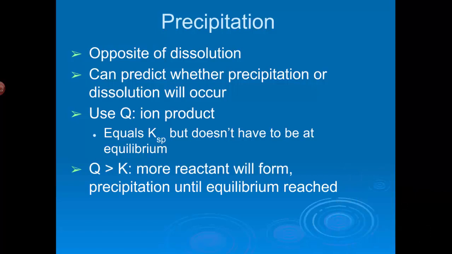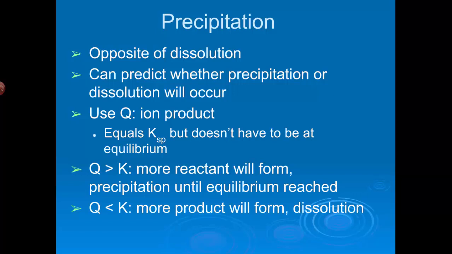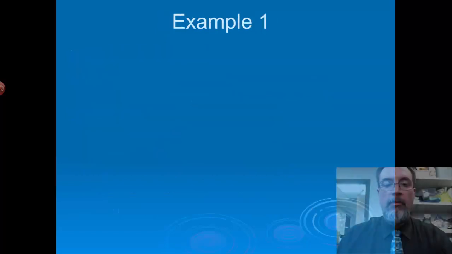And remember that if Q is greater than K, that tells you that more reactant is going to form. Reactants in the case of solubility are solids. And so if more reactant is going to form, that means you're going to have precipitation until you reach equilibrium again. If Q is less than K, that means more products need to form. And in the case of solubility, products are the ions. So more of the solid will dissolve to get back to equilibrium.